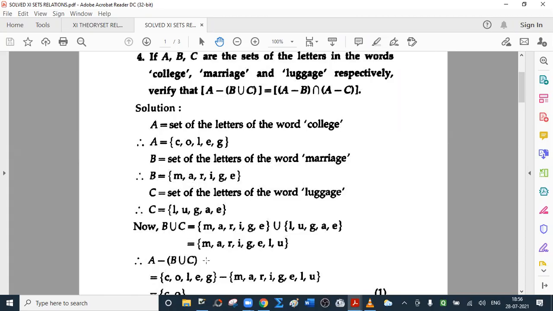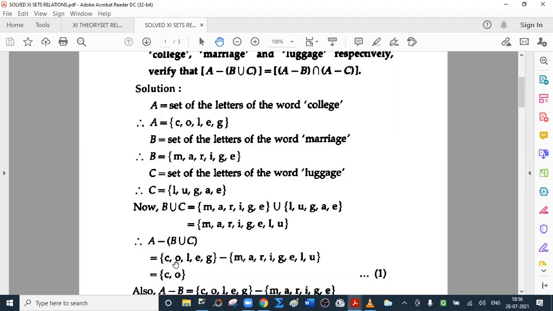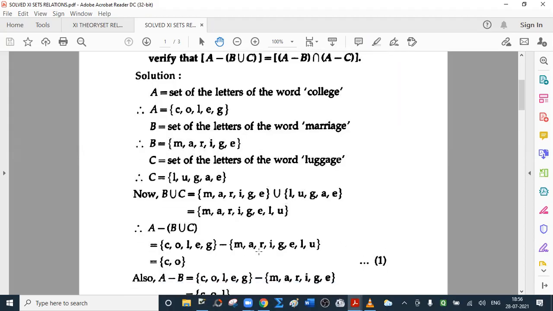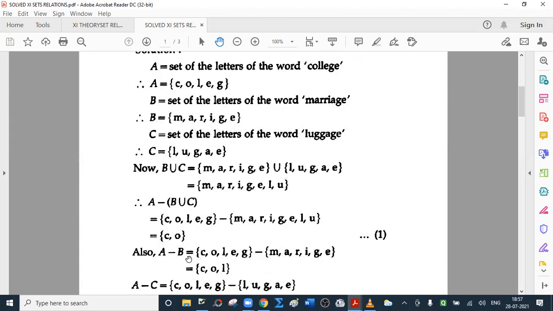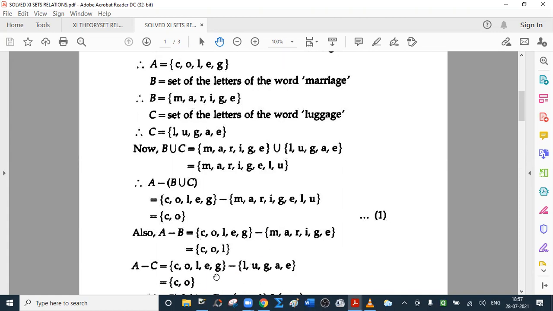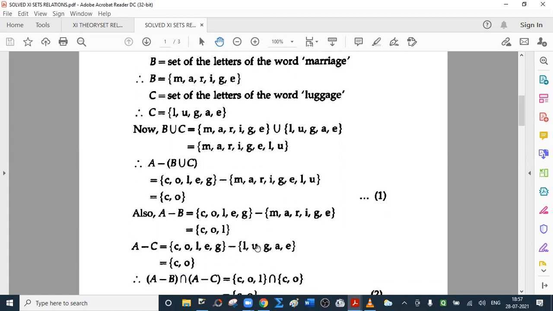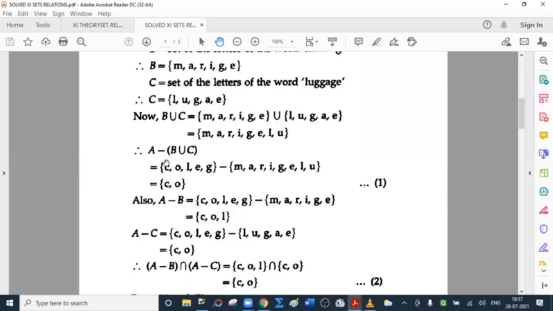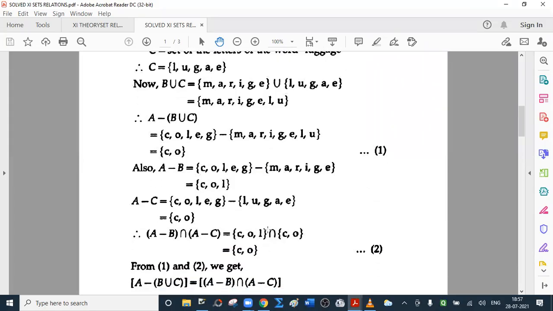And what is A minus B union C? All letters in the set A which are not in B union C. Only two letters, C, O. So this is number one. Now it is A minus B. All elements in set A which are not in B. It is better if you mention these two so that you can compare: C, O, L. What is A minus C? C, O. Now what is their intersection? C, O. Now from 1 and 2, it is clear that A minus B union C is A minus B intersection A minus C.